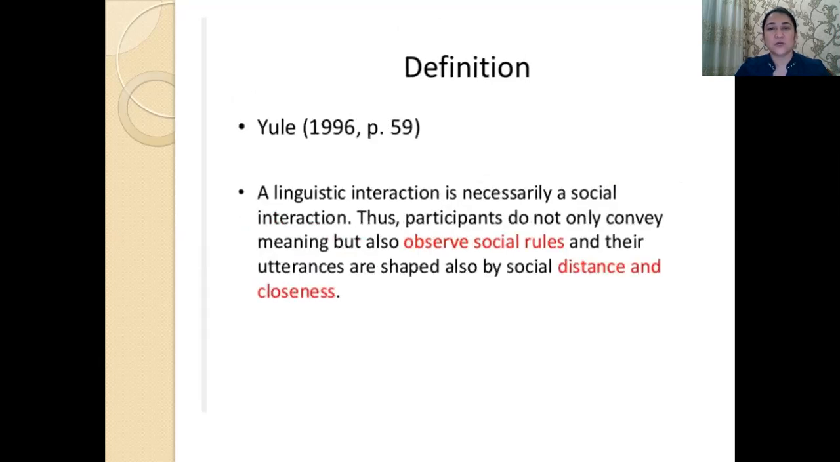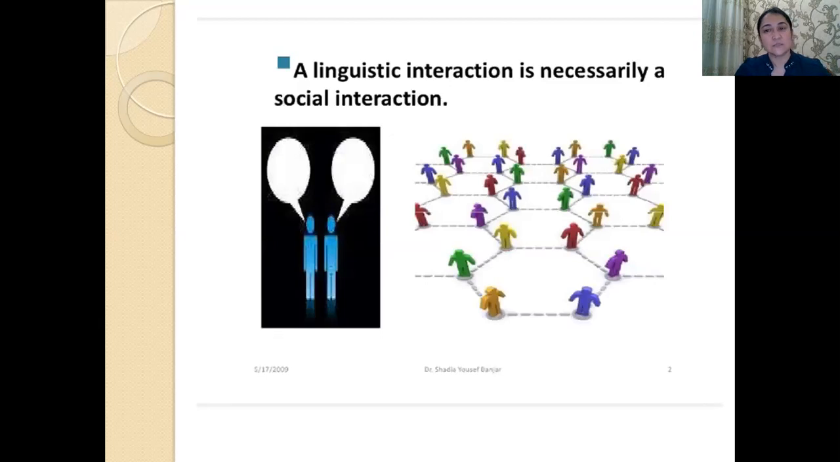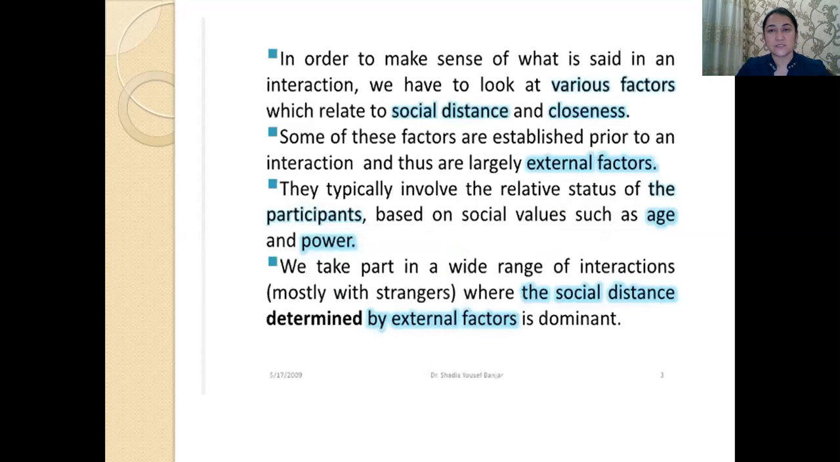One more definition is given by Yule. Linguistic interaction is necessarily a social interaction. Thus, participants don't only convey meaning, but also observe social rules, and the utterances are shaped also by social distance and closeness. In order to make sense of what is said in an interaction, we have to look at various factors which relate to social distance and closeness. Some of these factors are established prior to an interaction and thus are largely external factors. They typically involve the relative status of the participants based on social values such as age and power.